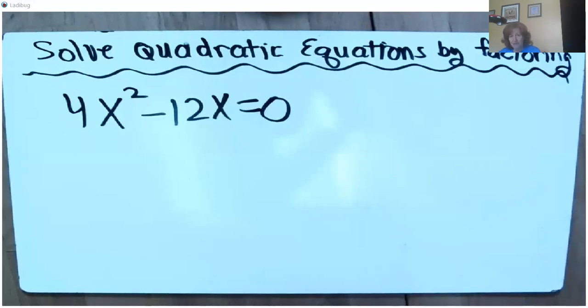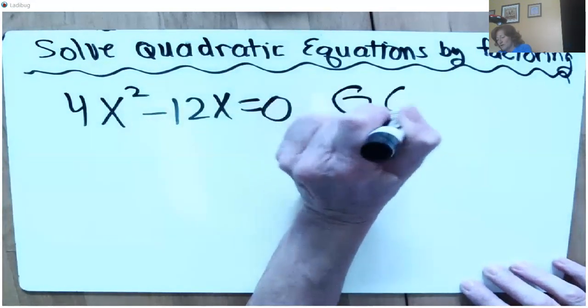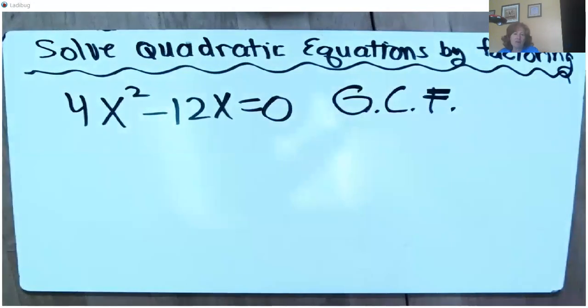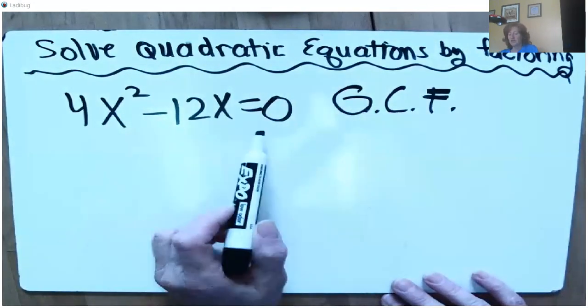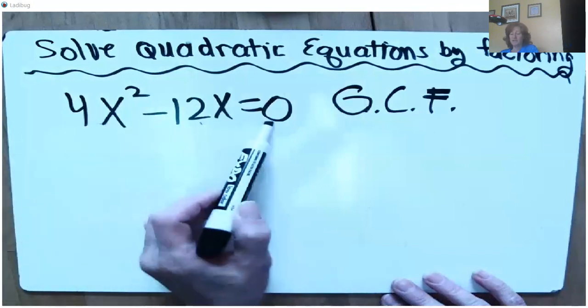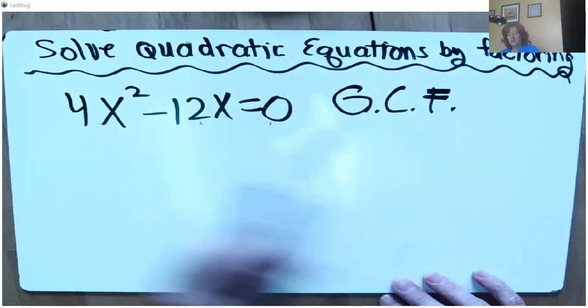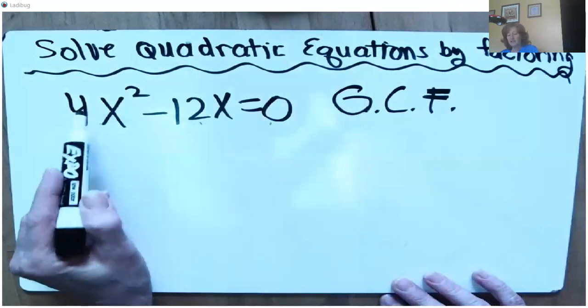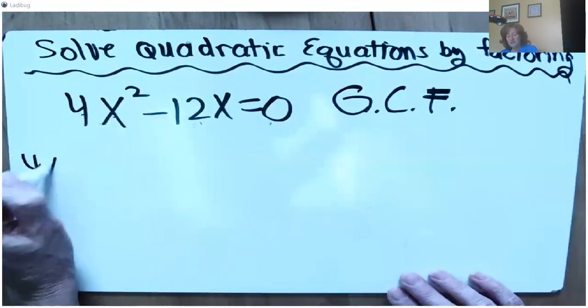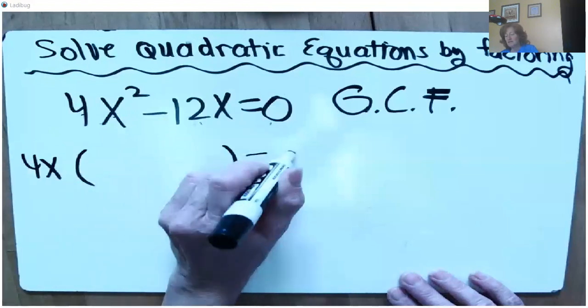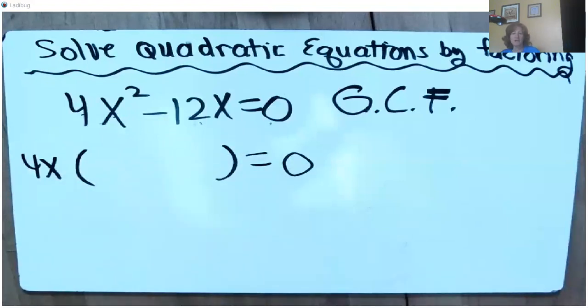The very first thing you're going to do is always look for the greatest common factor, okay? And well, first of all, actually make sure it's in standard form. It's equal to 0, so it's in standard form. So now we're going to look for the common factor. I see I can divide both of those by a 4x. So I'll take out 4x. That's my greatest common factor.